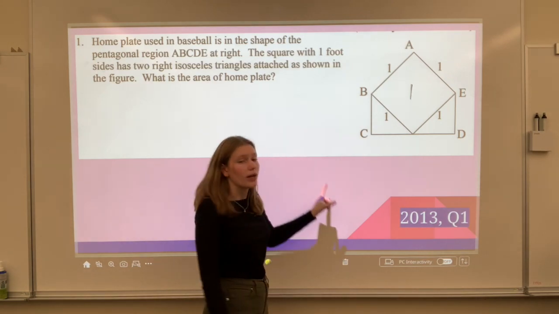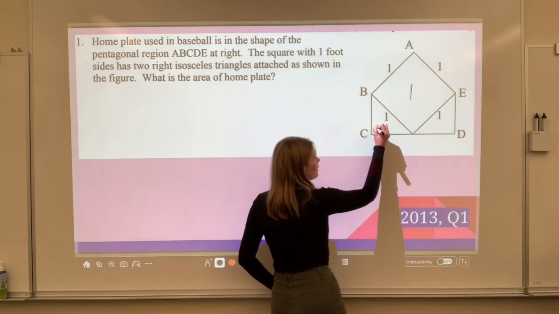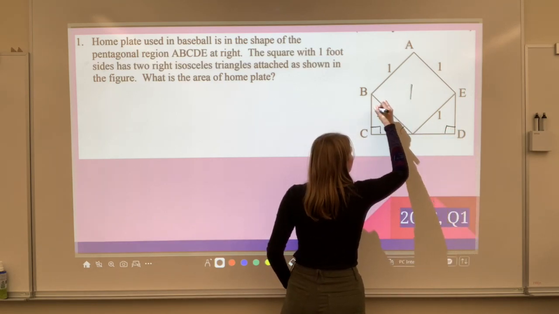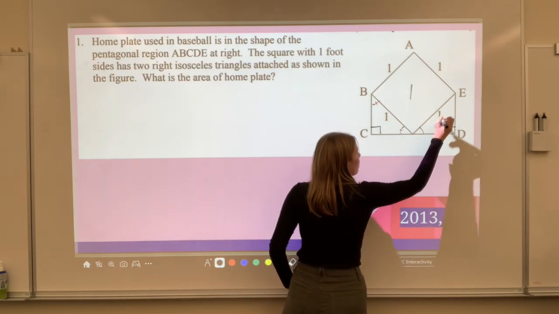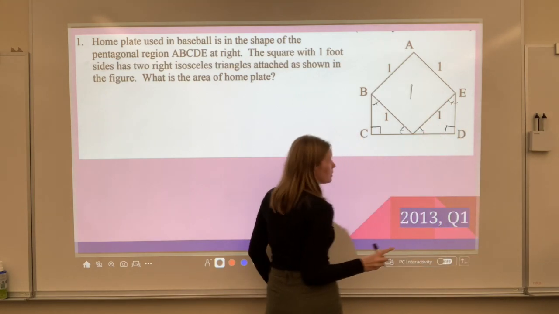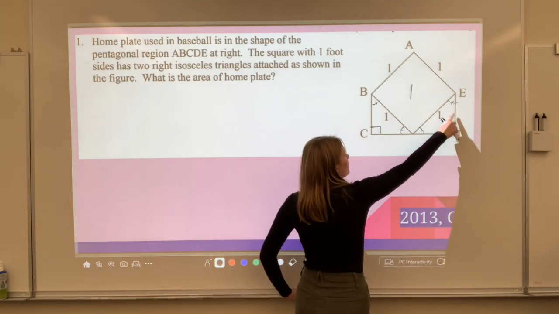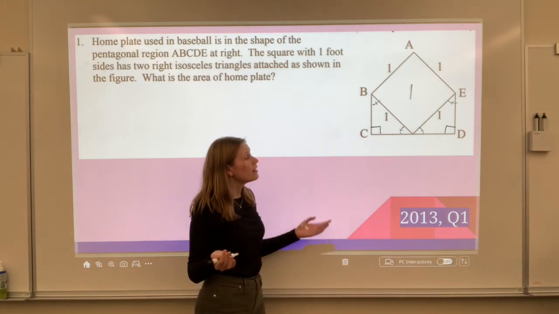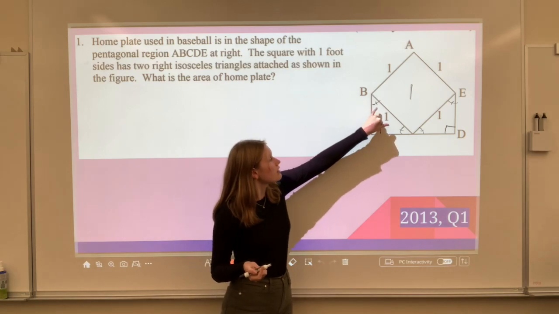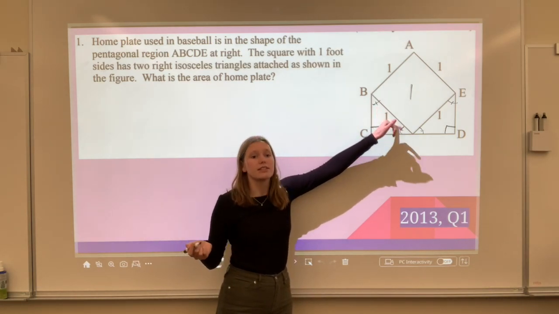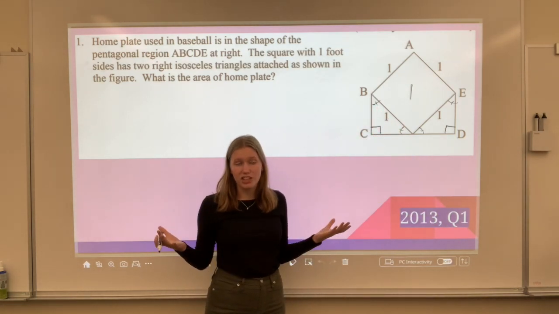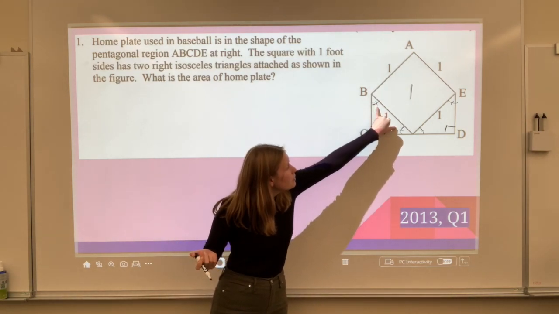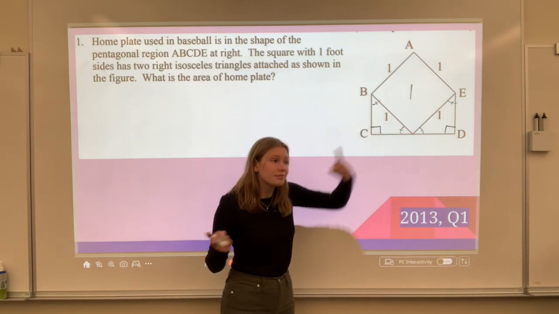It states that they are right isosceles triangles, meaning that I can draw a little right angle here, and all of these sides are going to be the same as each other, because that's what makes an isosceles triangle. Additionally, we know that these angles are both equal to 45 degrees, because the sum of the angles of any triangle is 180. You subtract 90 and then divide by 2, 45, 45.